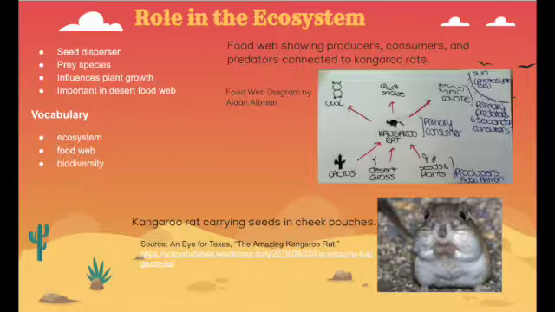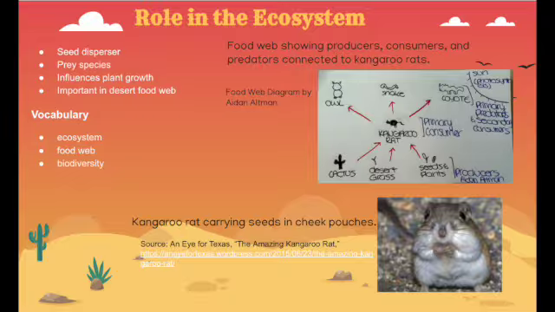The kangaroo rat acts as both a primary consumer and prey within the desert food web. The food web diagram shows how energy moves through the ecosystem. Producers such as cactus, plants, grasses, and seed plants transfer energy to the kangaroo rat, and predators such as owls, snakes, and coyotes then obtain energy from the kangaroo rat.